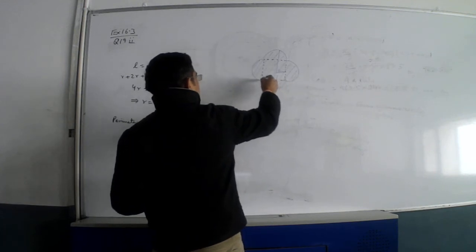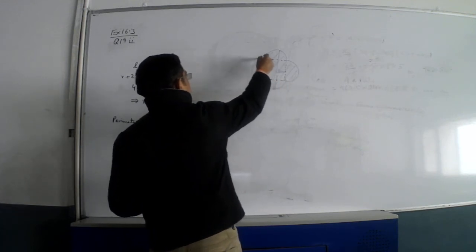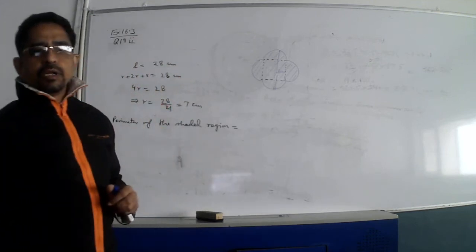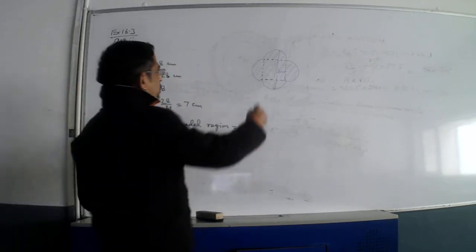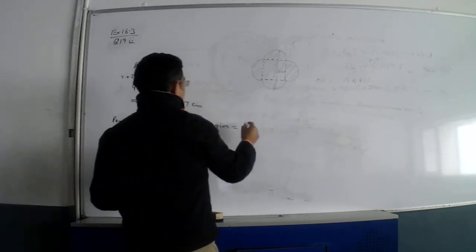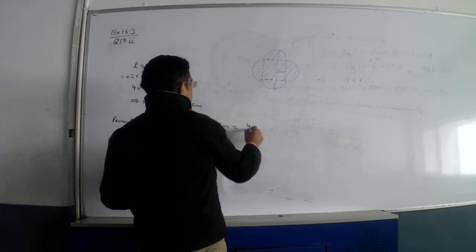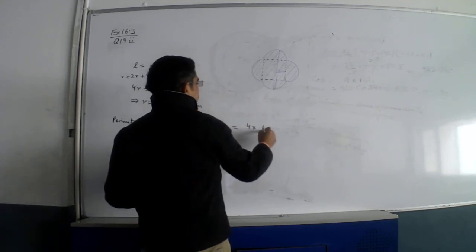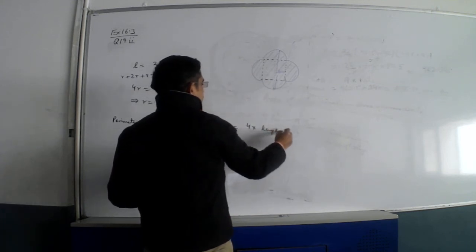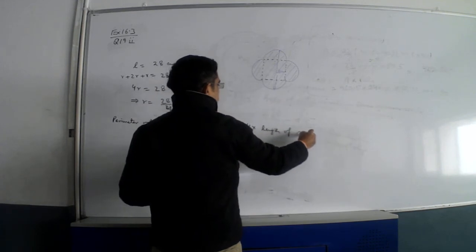Then again a semicircle, then again a semicircle, and we come back to the original point. So 4 times you cover the semicircle. So actually it is 4 times the perimeter of a semicircle.